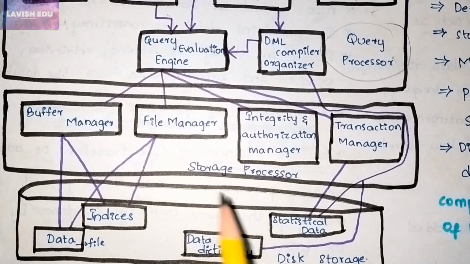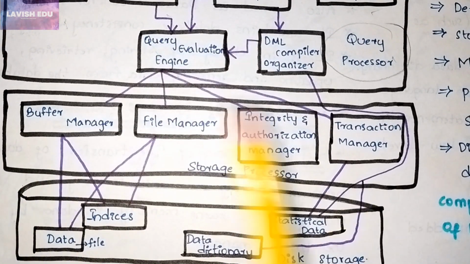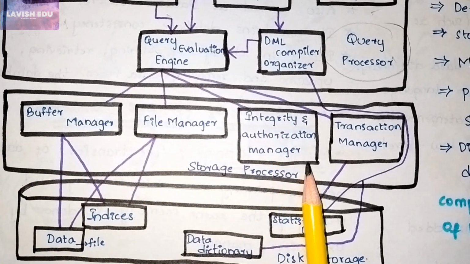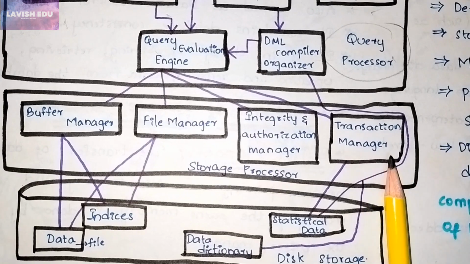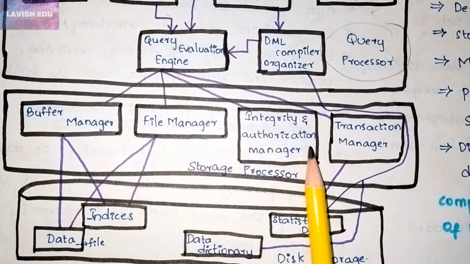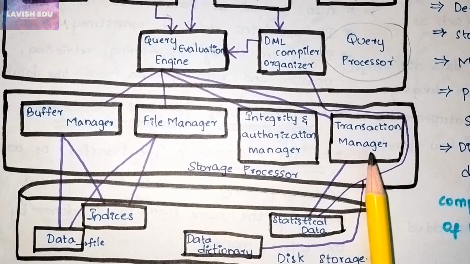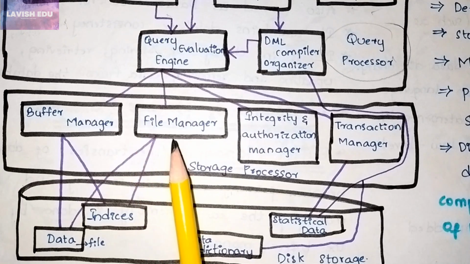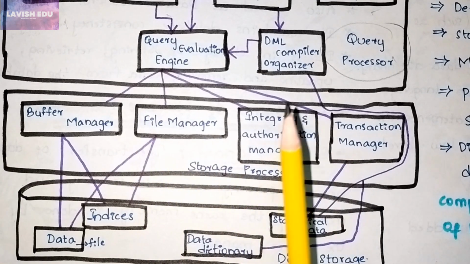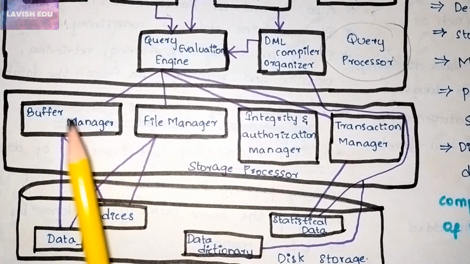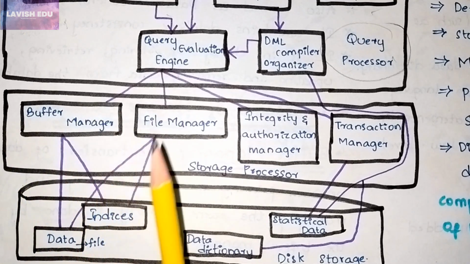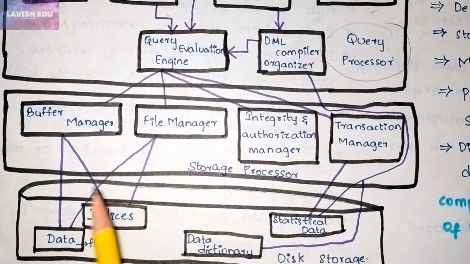Next we have the storage processor. Here in the storage processor we have many kinds of managers: buffer manager, file manager, integrity and authorization manager, and transaction manager. The transaction manager maintains concurrency control and avoids concurrency problems, and integrity and authorization give security to the data. The file manager stores the files in the form of folders, and the buffer manager makes a cache memory for the non-permanent storage, only for unused data.